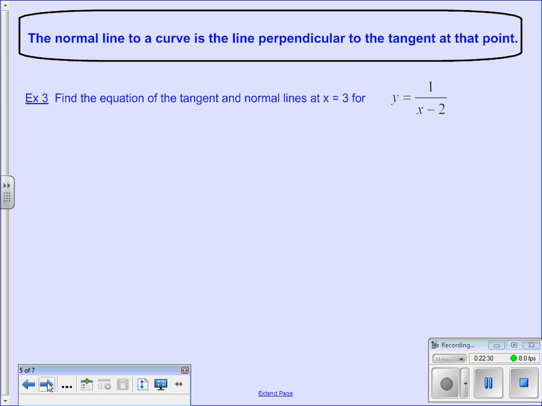What do you need to find a line? There are 3 things you need to write the equation of a line: slope and a point, the x coordinate and y coordinate. What do we already have? We have an x coordinate. X is 3. How do I find our y coordinate? Because that's a lot easier to find than the slope. Plug it into the original equation. So when x is 3, y is 1. There's my point. Now I need my slope.